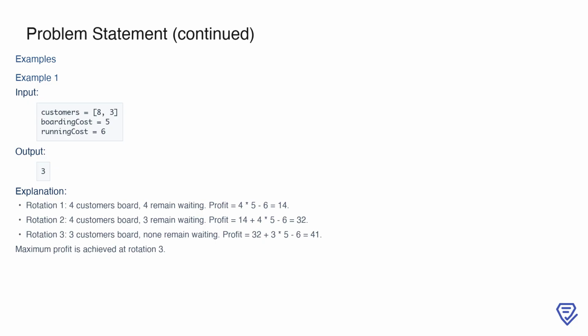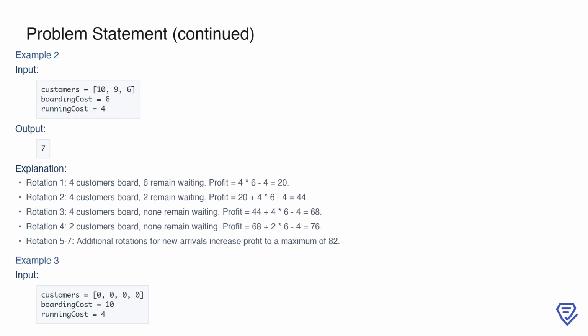On the second rotation, 4 more customers board, leaving 3 waiting. The profit from this rotation adds another 14, making the total profit 32. On the third rotation, the remaining 3 customers board, and no one is left waiting. The profit increases by 9, bringing the total to 41. The maximum profit of 41 is achieved at rotation 3. Therefore, the output for this example is 3.